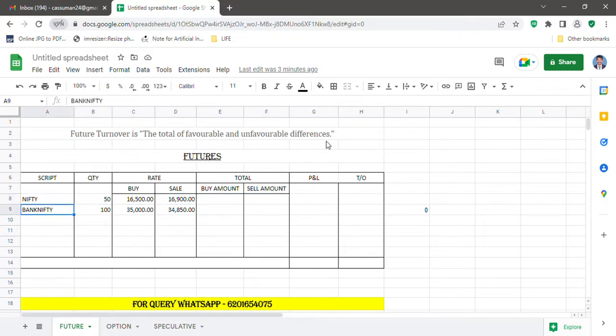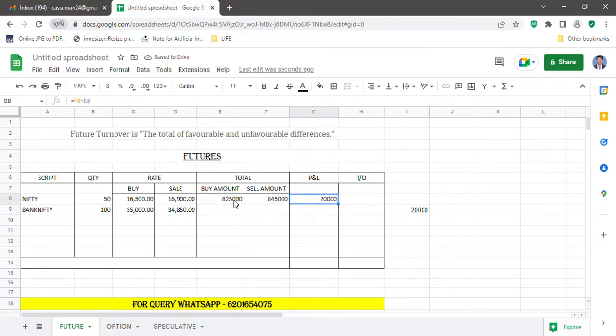So take the example. In this case, the script is Nifty. The quantity is 50, the buy amount is 16,500 and the sell amount is 16,900. Let's calculate the total buy amount, that is buy rate multiplication quantity. Same as sales amount, that is sales rate multiplication quantity. Let's calculate the profit or loss. Let's check what happens. For that we have to subtract sell amount minus buy amount.